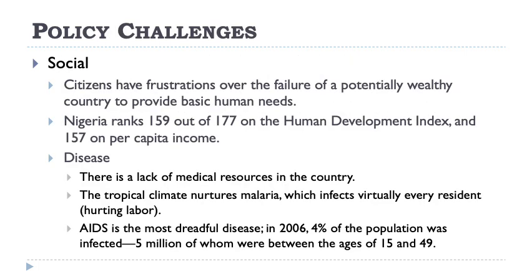Socially, in Nigeria, citizens have frustration over a potentially wealthy country. I mean, a country with oil should be able to be very affluent, especially with Nigeria because of their location, because of their Western connections, and because of the other resources that they have. But when you look at some of these statistics, 159 out of 177 on the HDI, 157 on per capita income. You just have a ton of poverty and a massive lack of development, which is why we call them a developing country.